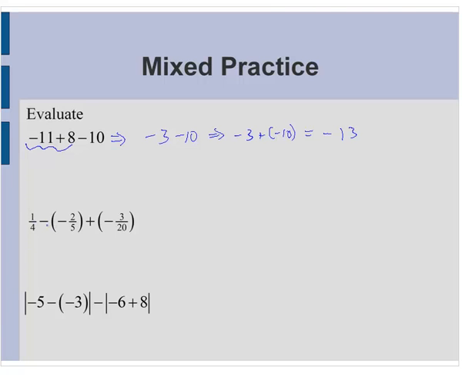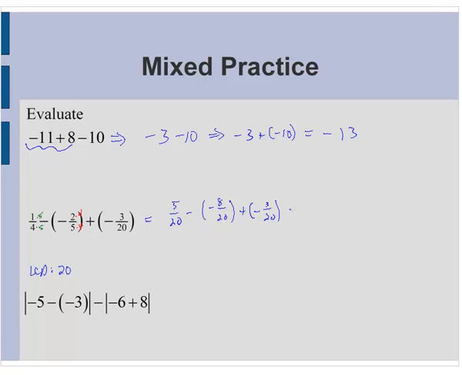One fourth minus negative 2/5 plus negative 3/20. All right, the first thing I'm going to do here is get a common denominator for all of these fractions. 20 is going to work for all of the fractions. So I build up the first fraction by a factor of 5, and the second fraction by a factor of 4. And that would give me 5 over 20 minus negative 8 over 20 plus negative 3 over 20.